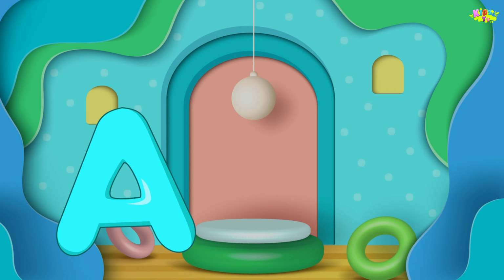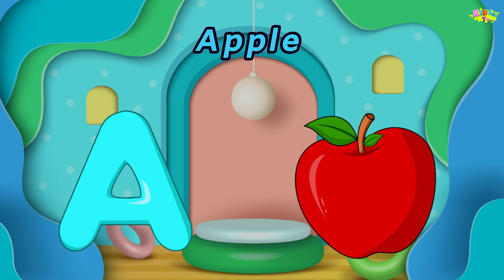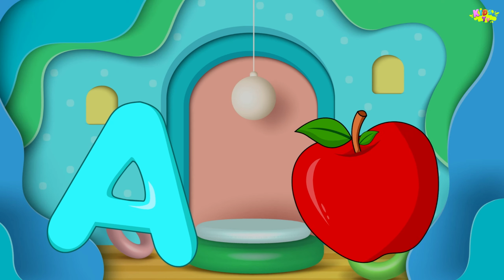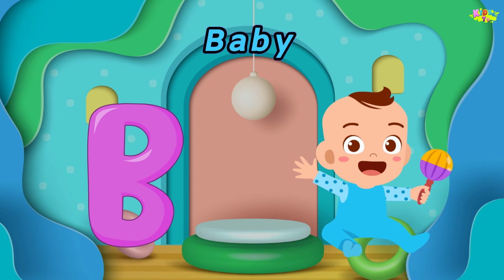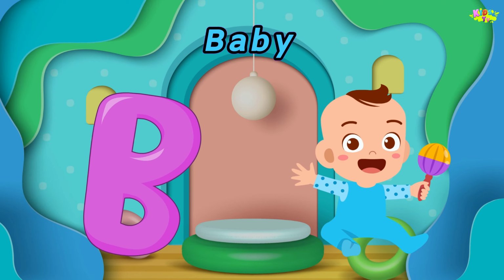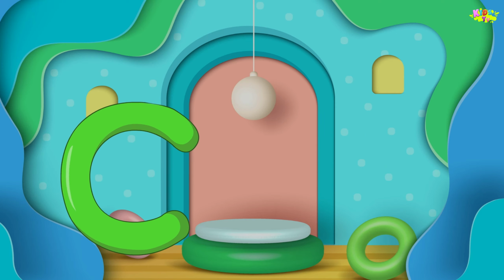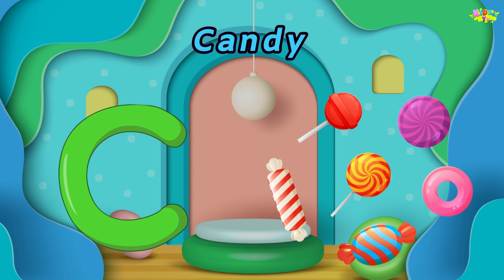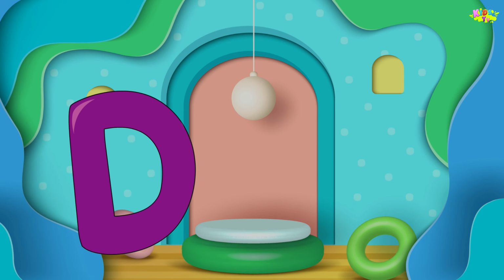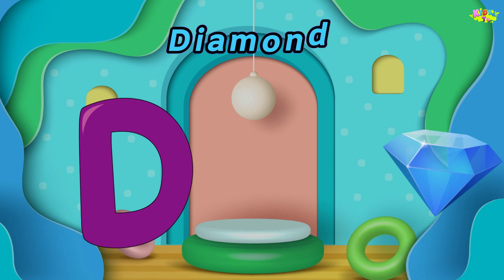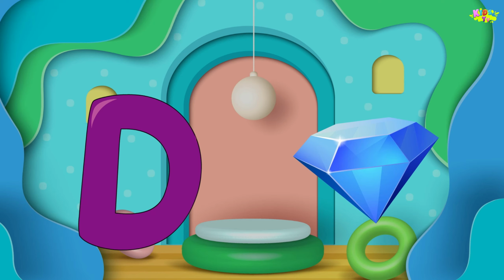A is for apple, a, apple, a, apple. B is for baby, ba, baby, ba, baby, B, baby. C is for candy, k, candy, k, candy, C, candy. D is for diamond, d, diamond, d, diamond, D, diamond.